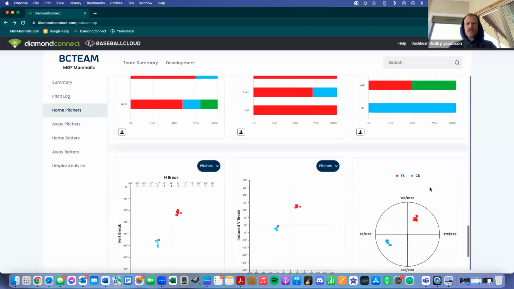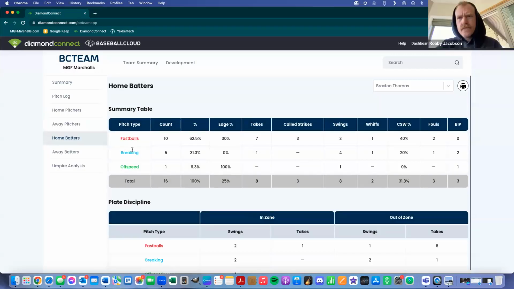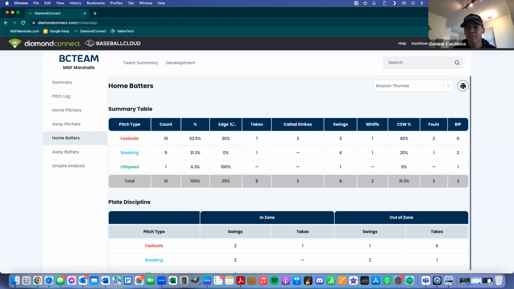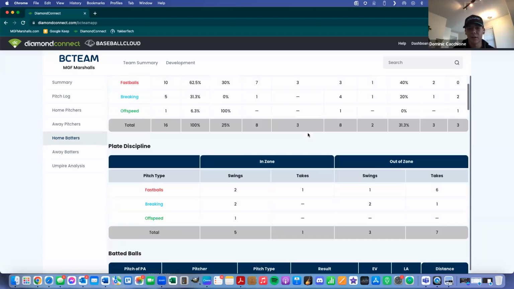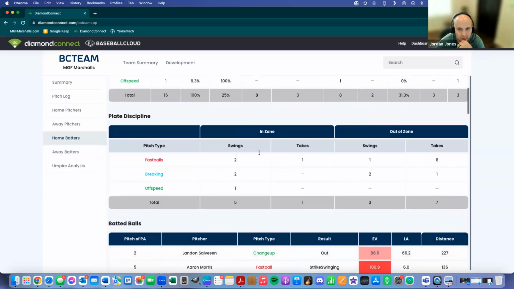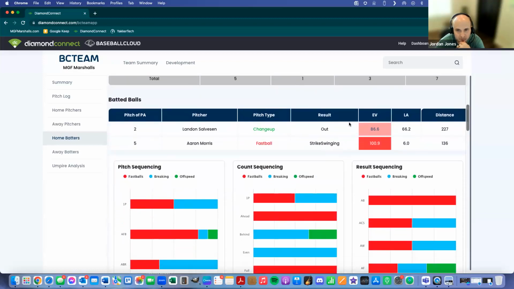Thank you. Okay, this all makes sense. Home batters. So pitches, what was thrown. Why does it only say 16? Because you're on Braxton Thomas. Oh, okay. Yeah, so it would be more of an individual player breakdown. Okay. All right. So plate discipline. Yeah, so individual player breakdown. This all makes sense. Plate discipline. Are they swinging at bad stuff? Batted balls.